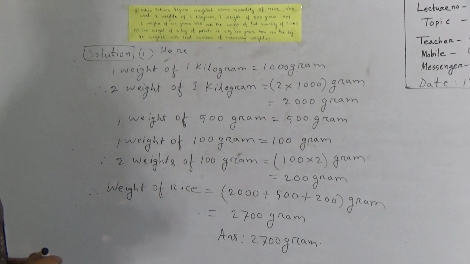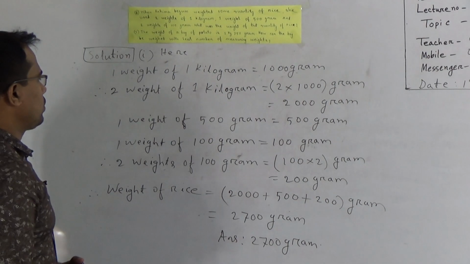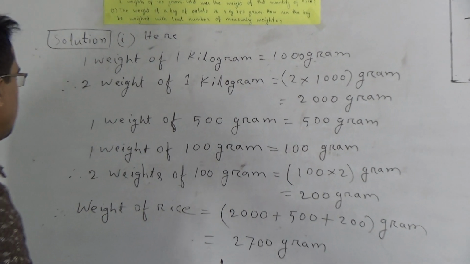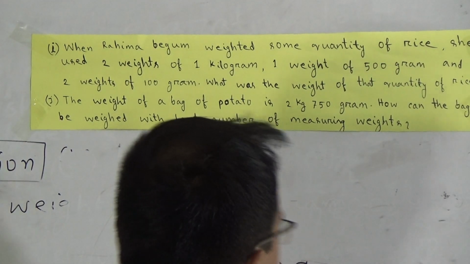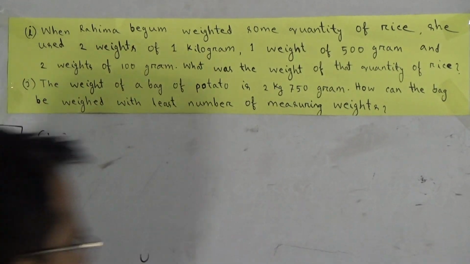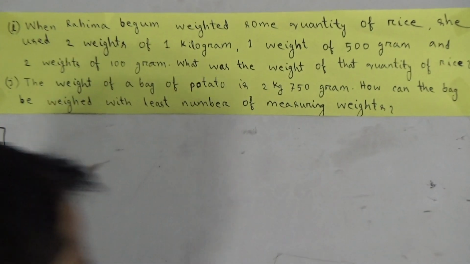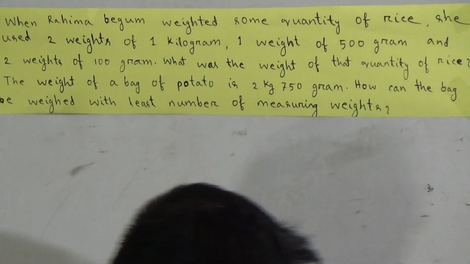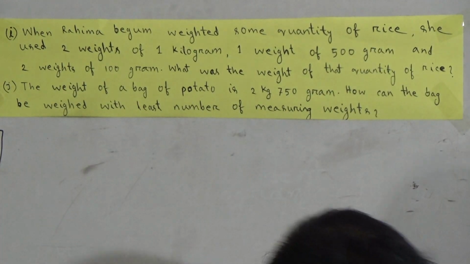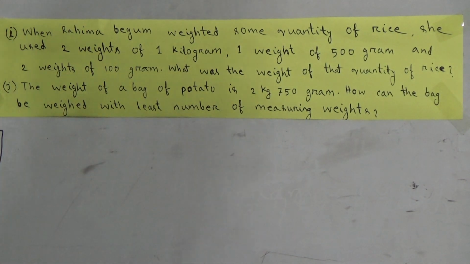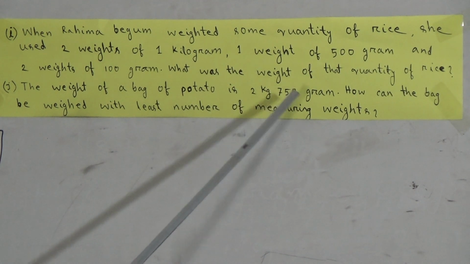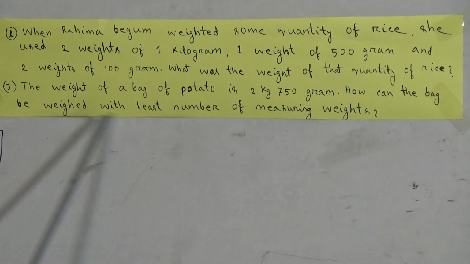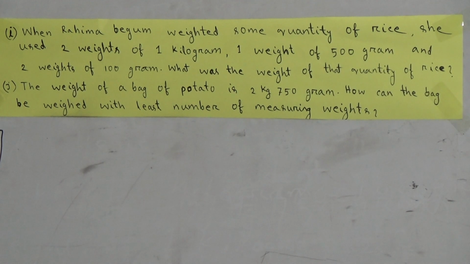Okay, dear students, we have finished I number word problem. Now we will solve J number word problem. Here the question is: the weight of a bag of potato is 2 kg 750 gram. How can the bag be weighed with the least number of measuring weights?